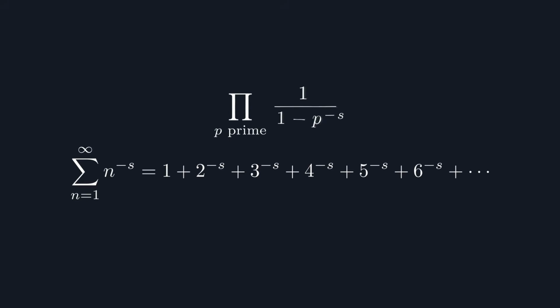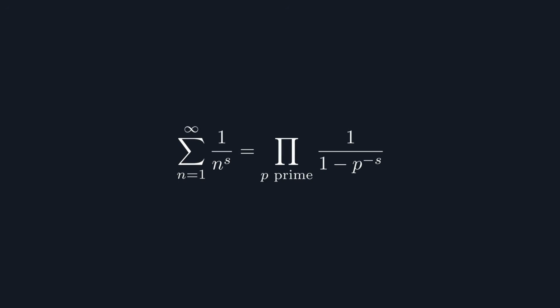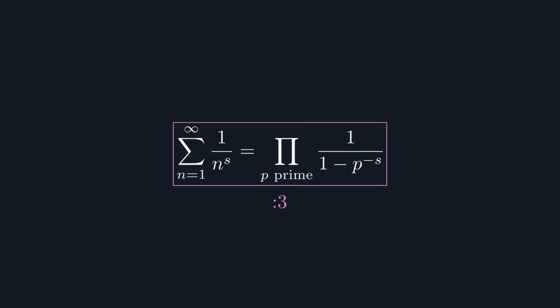Therefore, the infinite product of 1 over 1 minus p to the negative s is equal to the infinite sum of the reciprocal s powers. Well, again, for the real part of s greater than 1.